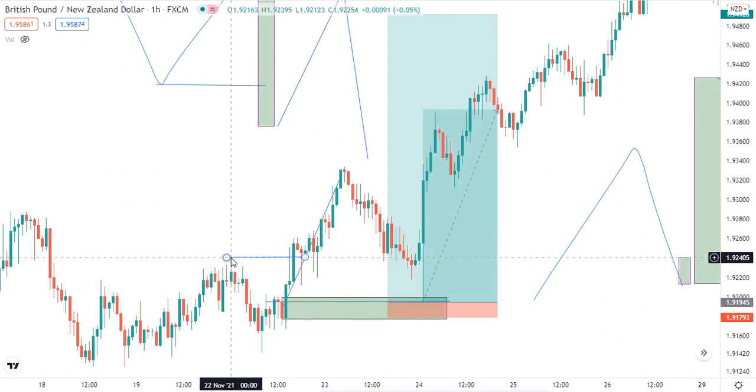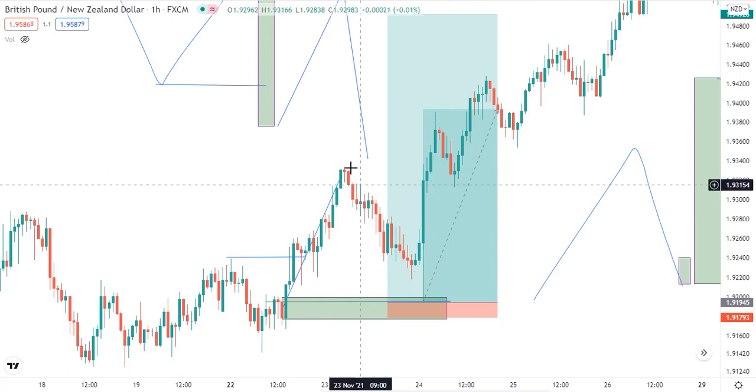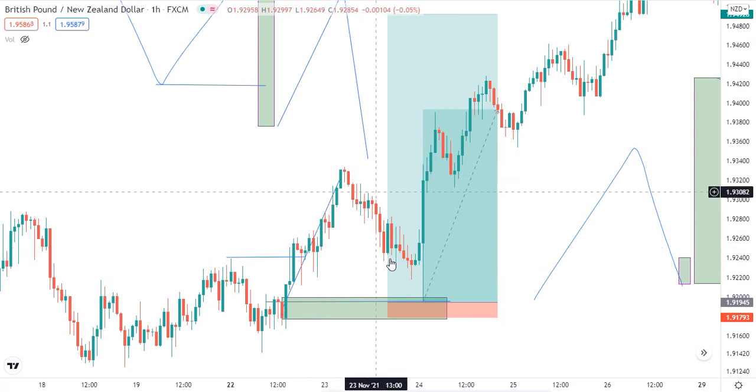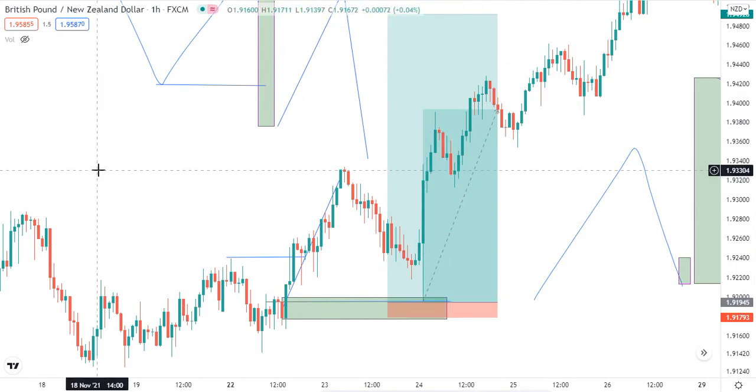Like here, this high breaks the previous high to create another high. The market will have to retest and move to the direction.